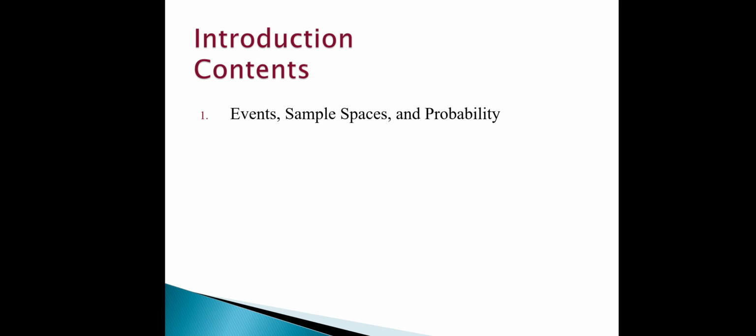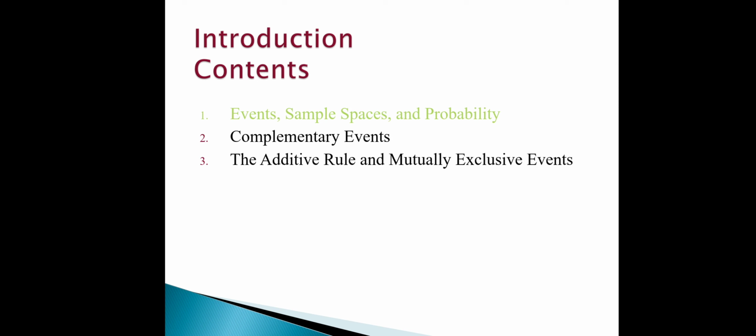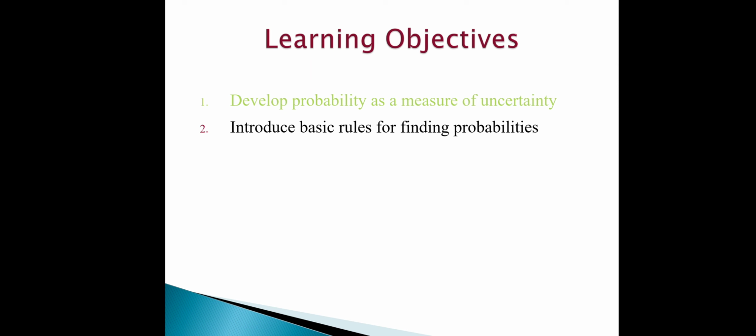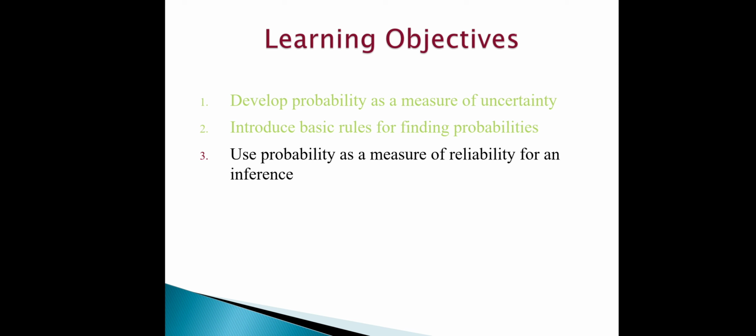Introduction content. In probability: event, sample space, and probability; complement events; additive rule and mutually exclusive events; conditional probability. Learning objectives: development of probability as a measure of uncertainty, introducing basic rules for finding probabilities, and using probability as a measure of reliability for an inference.